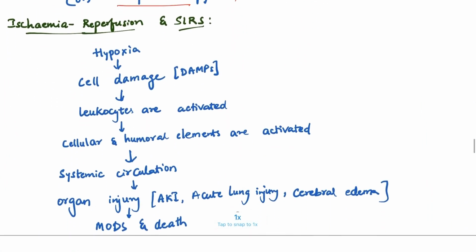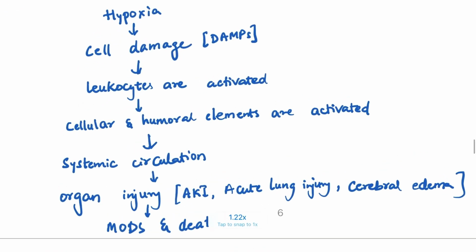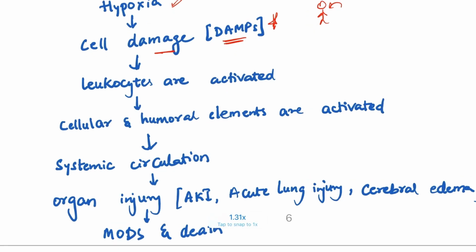Okay. There is something called ischemia, reperfusion and systemic inflammatory response syndrome. This is the same thing which I have been telling since the beginning of this video. When there is hypoxia, there will be cellular damage. In the metabolic response to injury, I have given a detailed description about the DAMPs and how the body reacts to any kind of injury or any trauma or any surgery. If you have any doubts, kindly go through that video.